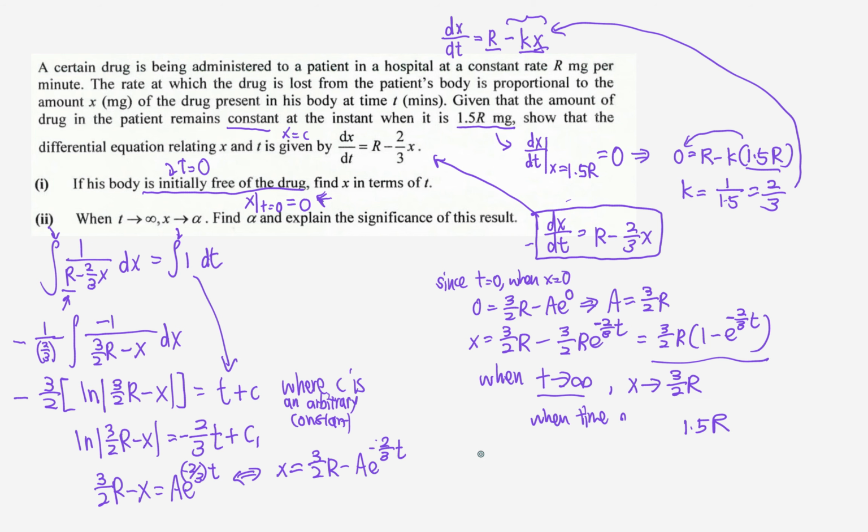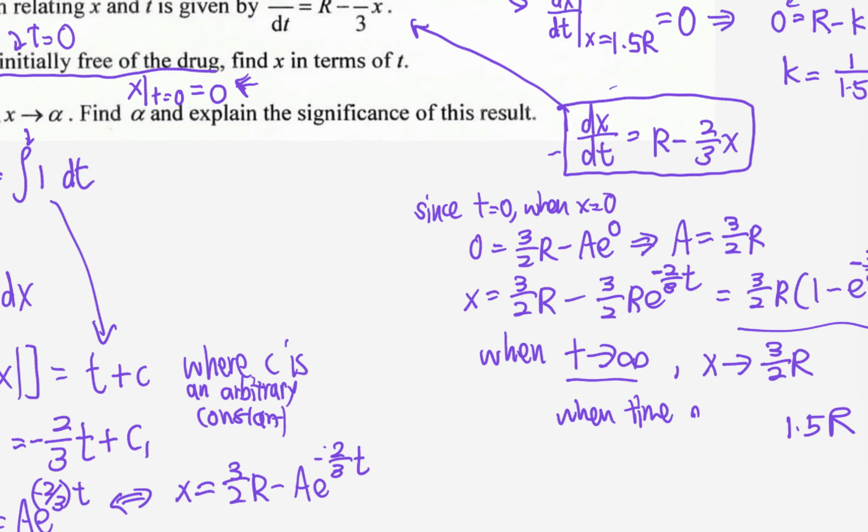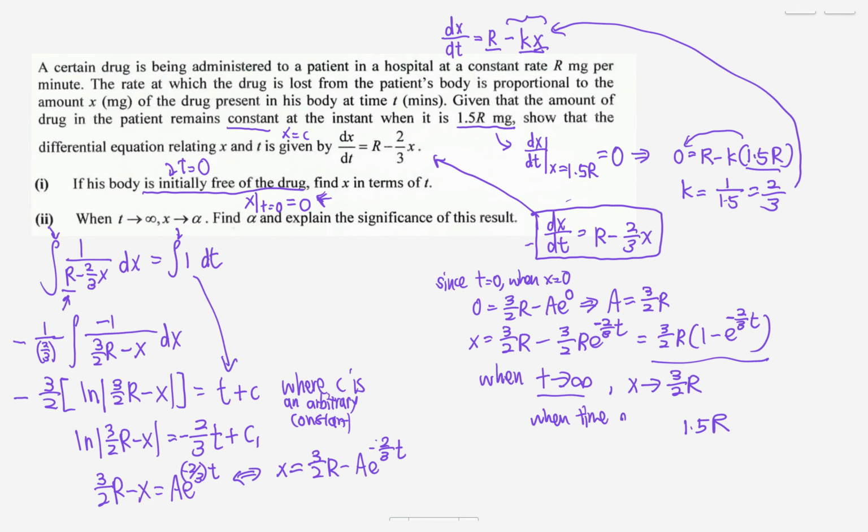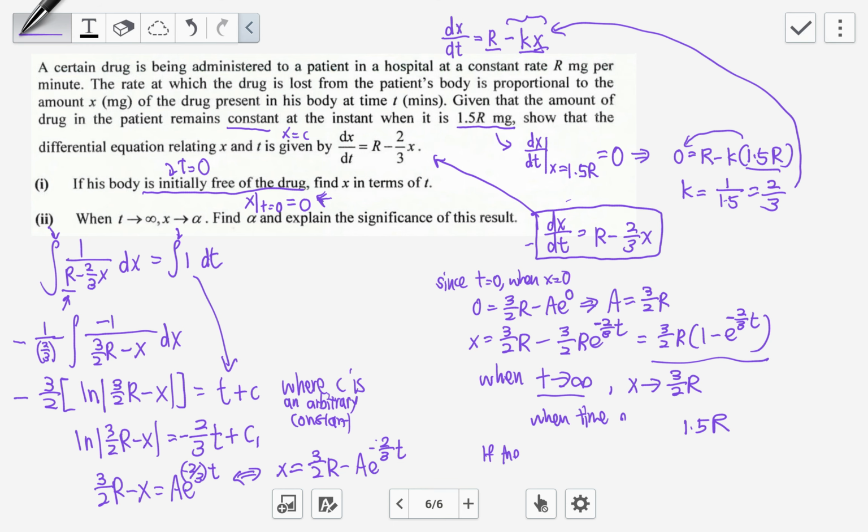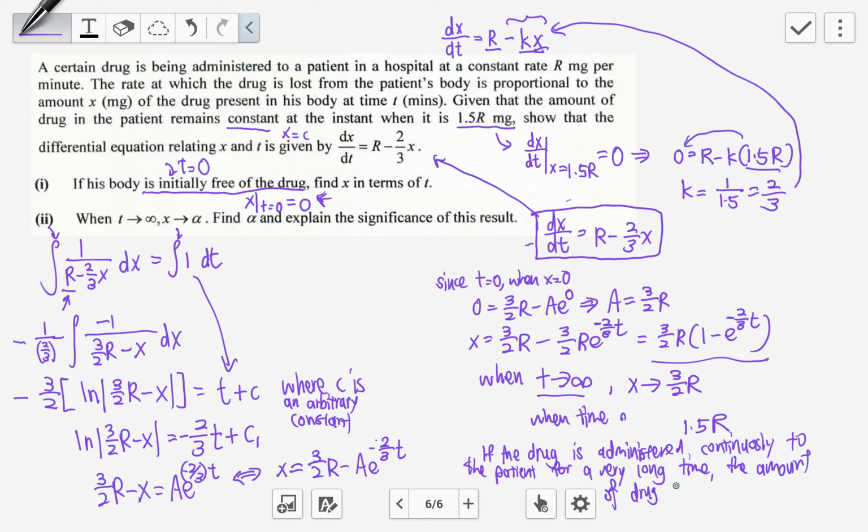Oops, I just add one point. If the drug is administered continuously to the patient for a very long time, the amount of drug in the body, in the patient's body, will stabilize at 3/2 mg. Okay, so that's it.